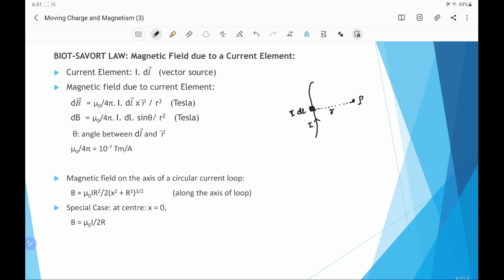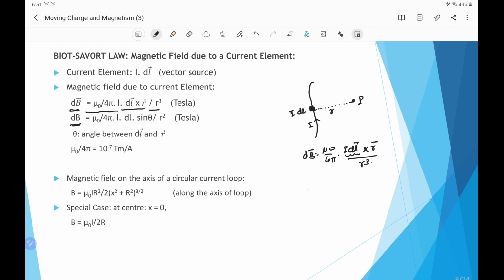Then Biot-Savart's law gives the value of the magnetic field. This is the elementary magnetic field dB. It is given by mu naught by 4 pi into I dl cross r by r cube. We can write it as dB equal to mu naught by 4 pi I dl. This is the current element, but this is the cross product of vector r divided by r cube.